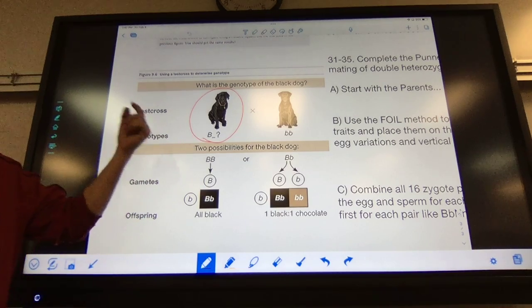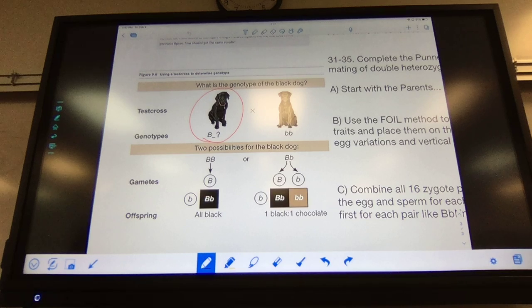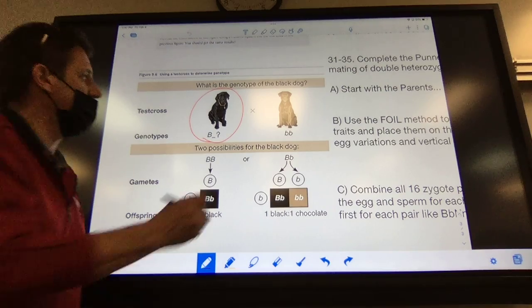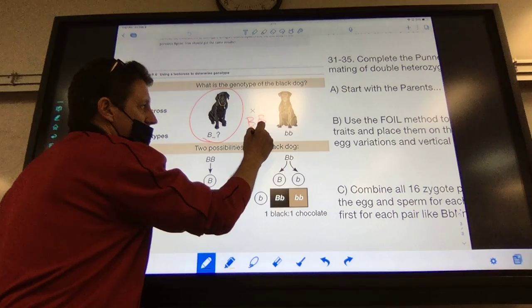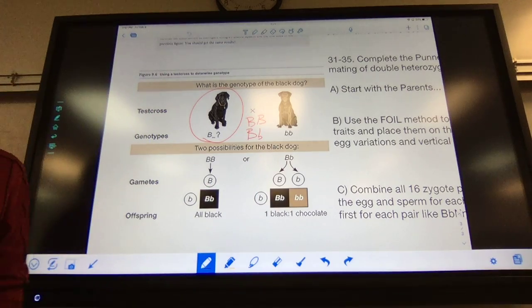So to answer the question, what is the genotype? We don't know. It's either capital B, or he's capital B, lowercase b. Either of those, since he only needs one dominant gene to show the dominant trait, being black fur.